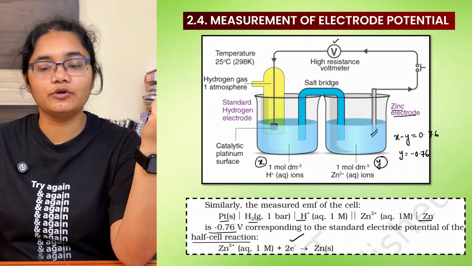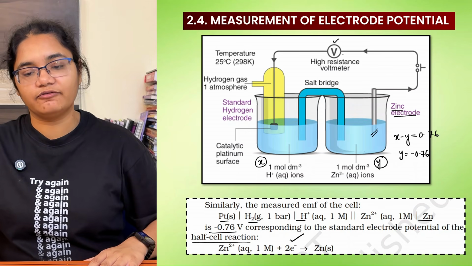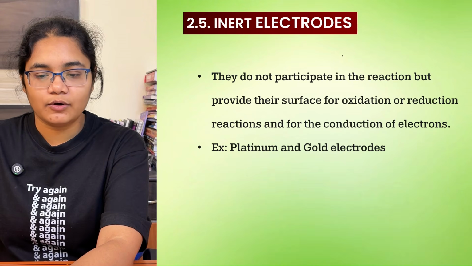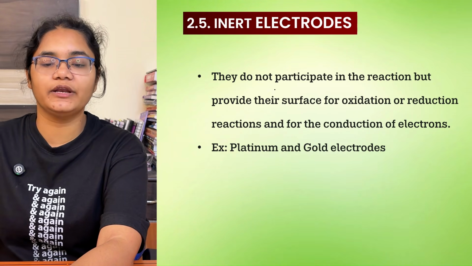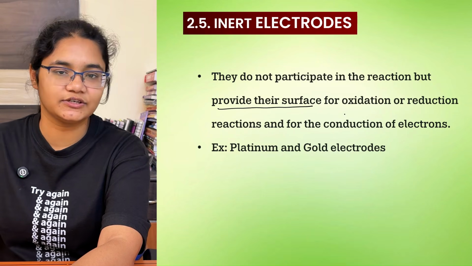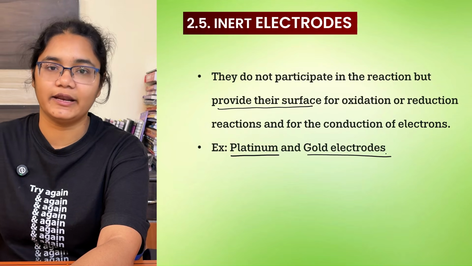So whichever element you want to measure, pair it with the hydrogen electrode, and whatever difference you get will be the value. Now let's talk about inert electrodes. Inert electrodes do not participate in the reaction, but only provide the surface for oxidation or reduction. Examples of inert electrodes are platinum and gold electrodes.